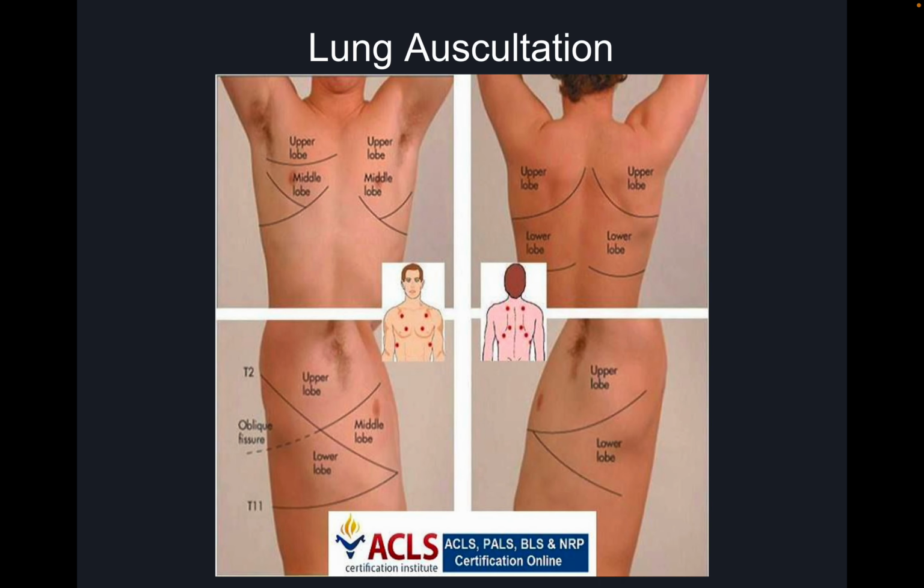This is a diagram of how to think about what areas of the chest you are listening to with your stethoscope.